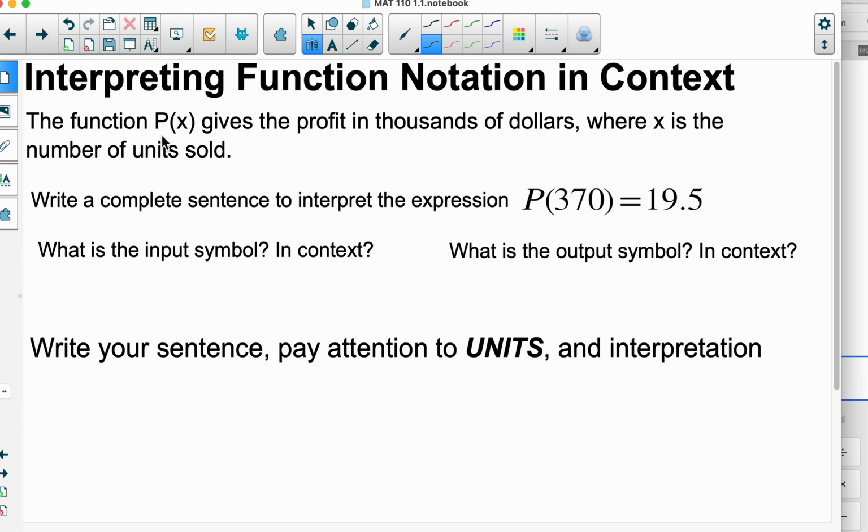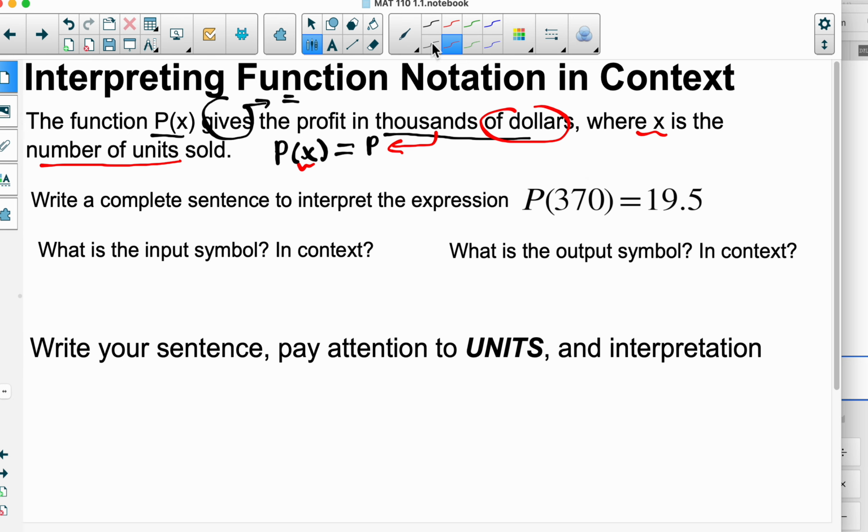In this case, we have a function P of x, and it tells us that gives us, that's a signal or a word that means equals. So we could say that P of x gives us or is equal to profit, and profit is in thousands of dollars. And now it's going to tell us a little bit more. It's going to tell us that x is the number of units sold and profit is in thousands of dollars.